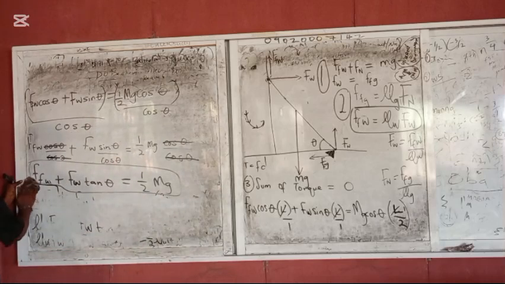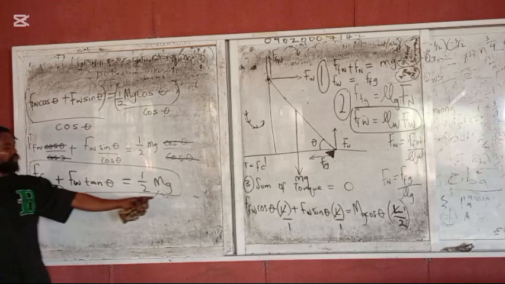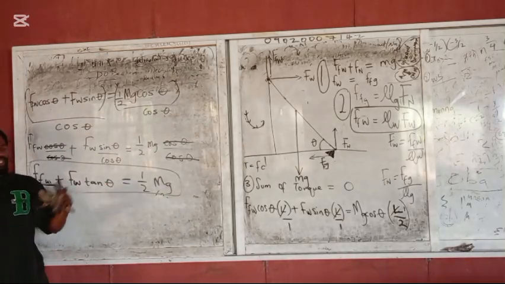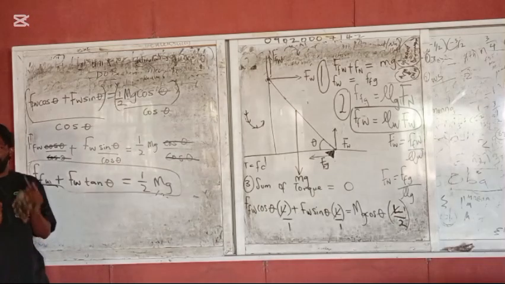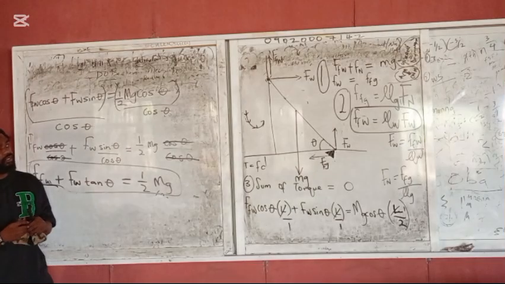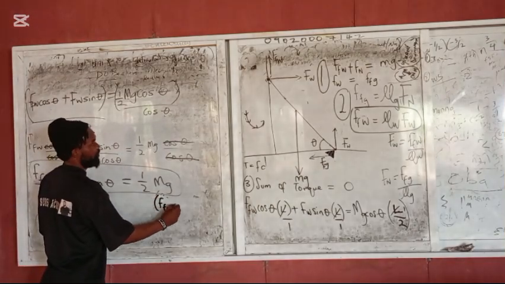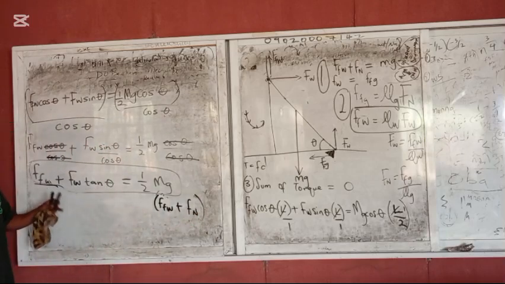I don't know MG. Do I know MG? No. Of all the motions I derived there, what is MG equal to? Please look at it very well before giving me. F what? F_FW plus F_N. Is it what you have? Yes. Now, do you know why I'm doing this now?